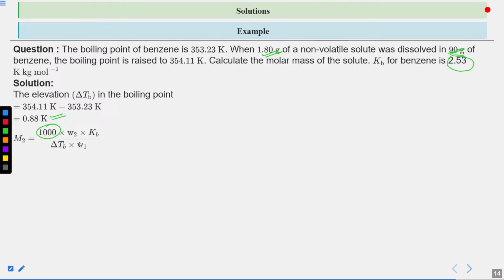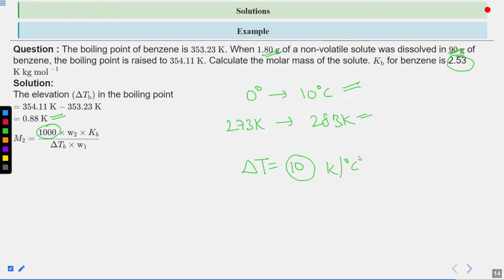It is 0.88 Kelvin. Now remember students, don't ever try to convert the change in temperature to degree Celsius. Suppose you are moving from 0 degree Celsius to 10 degree Celsius, then we can say that we are moving from 273 Kelvin to 283 Kelvin. But for both cases, if you calculate the delta T, then both values will be 10 in the numerical sense. The units may be different, but the value will be the same. So 283 minus 273 is 10, and 10 minus 0 is 10.